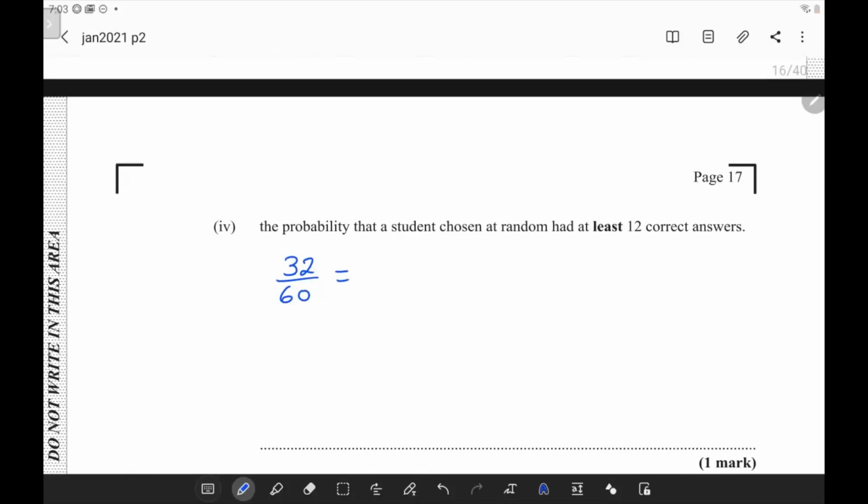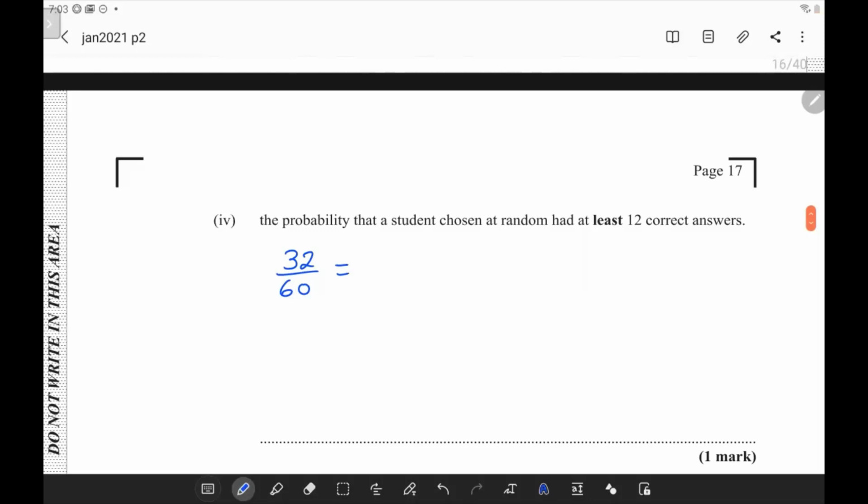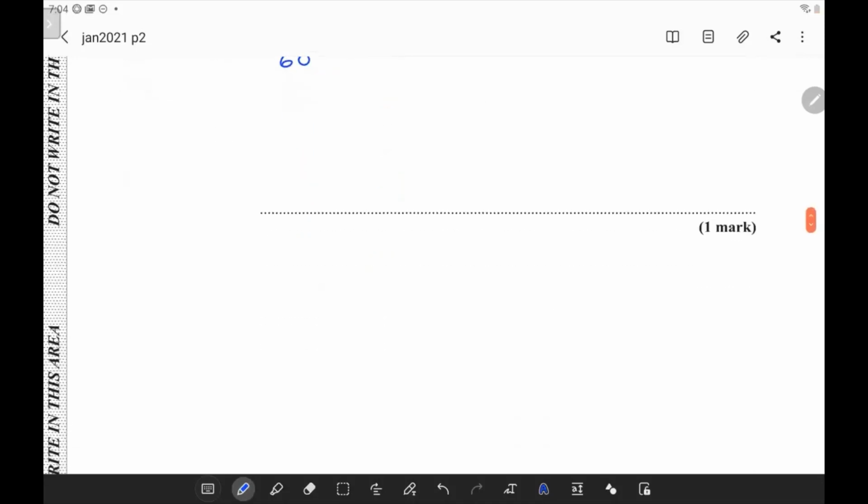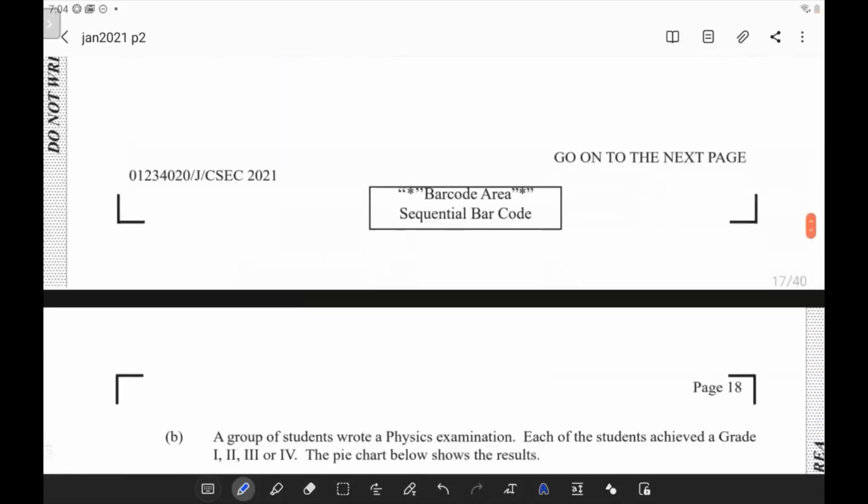Simplifying this, we could divide by 4. So 4 into 32 is 8, and 4 into 60 is 15. So you have an 8 over 15 chance of choosing that student.